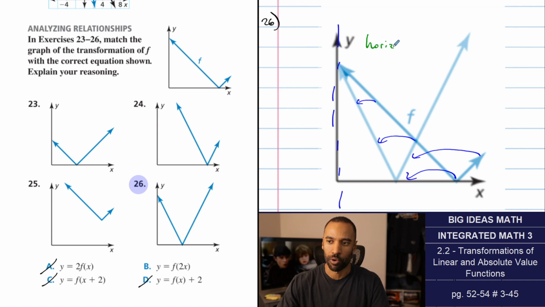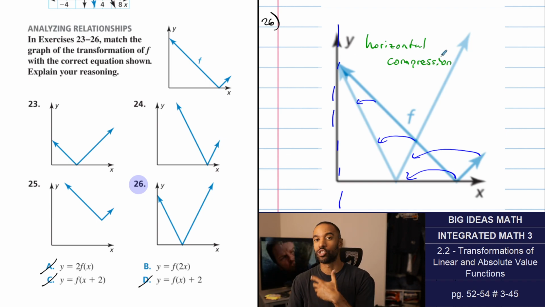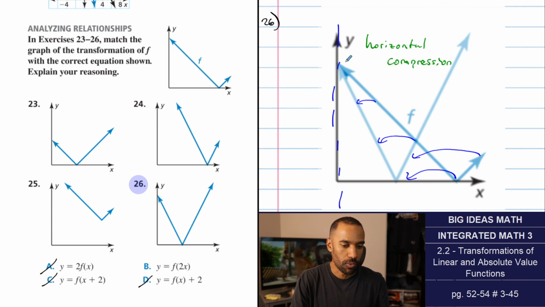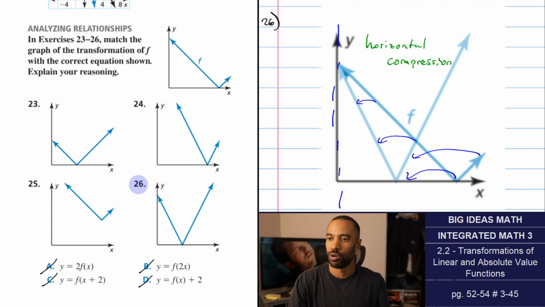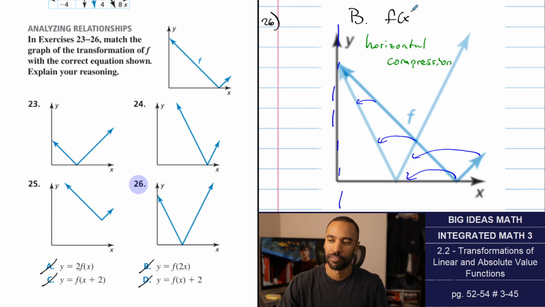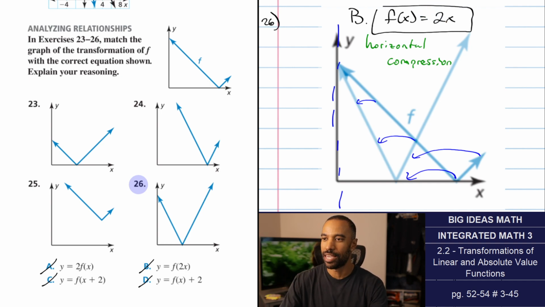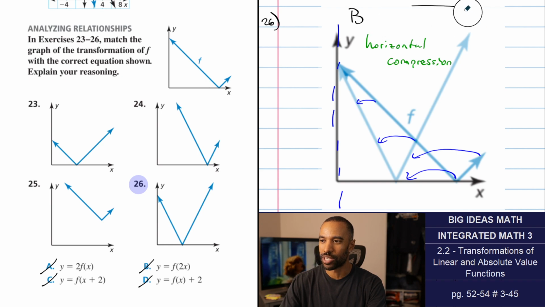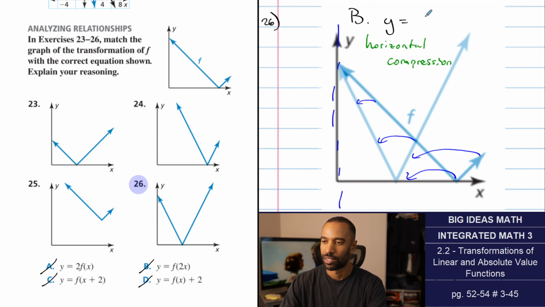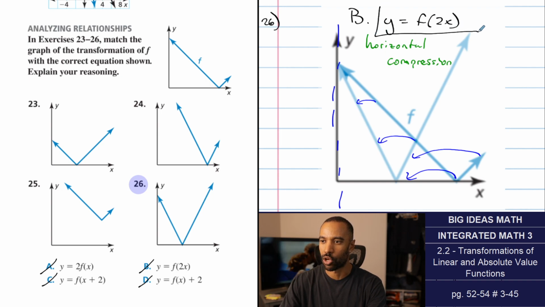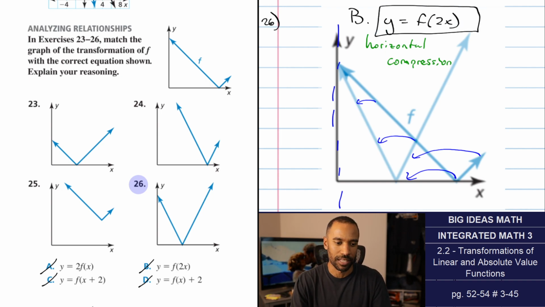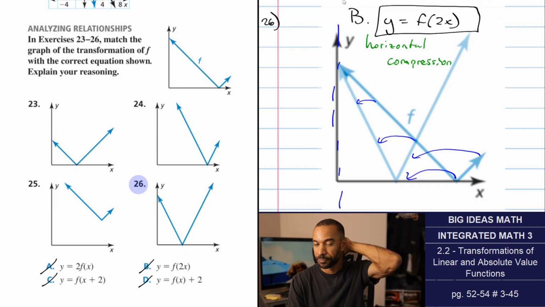Now, what you have to keep in mind about horizontal compressions, or horizontal shrinks, is that inside the function, it's going to look like it got bigger, like 2 times x. So that'll be option B, which says f of 2x. What did I just write? Y equals f of 2x. Remember, in the same way that the horizontal translations are opposite, you see that plus on the inside, you go 2 to the left. You see the 2 times on the x, it means you go twice as small, horizontally.